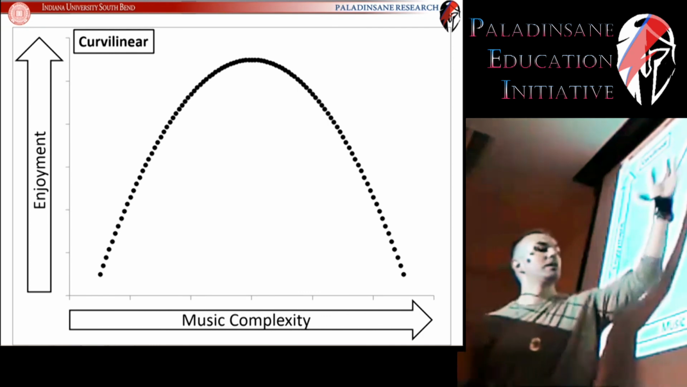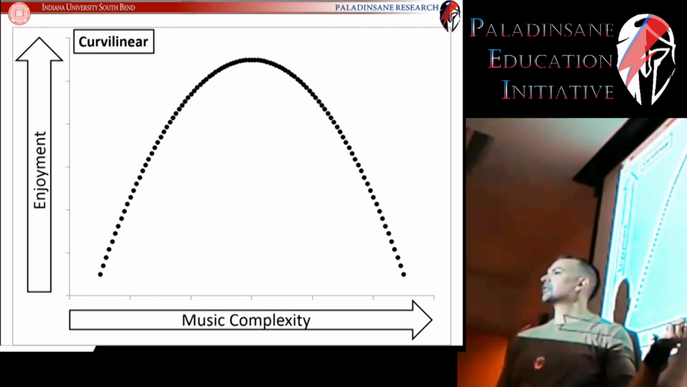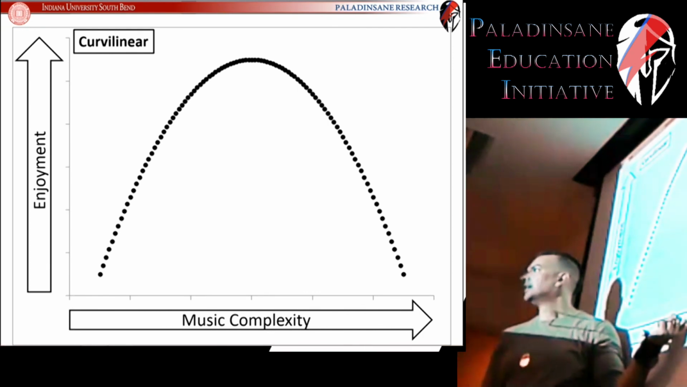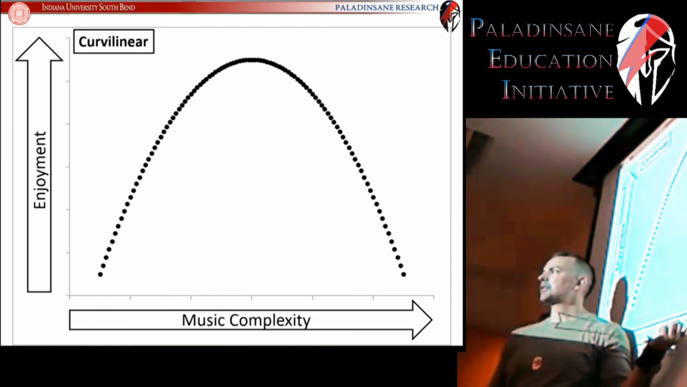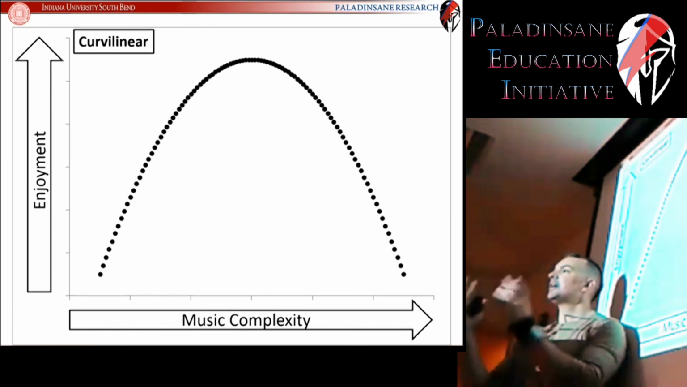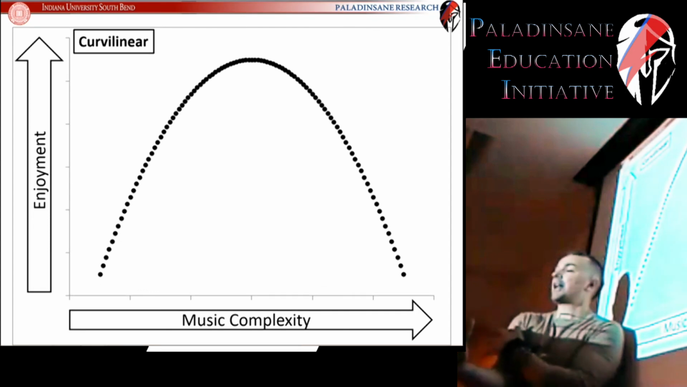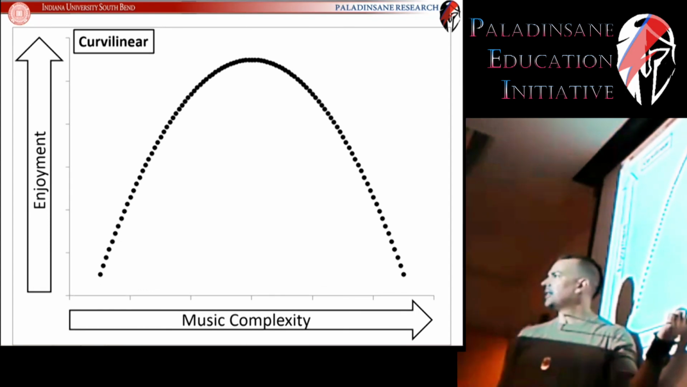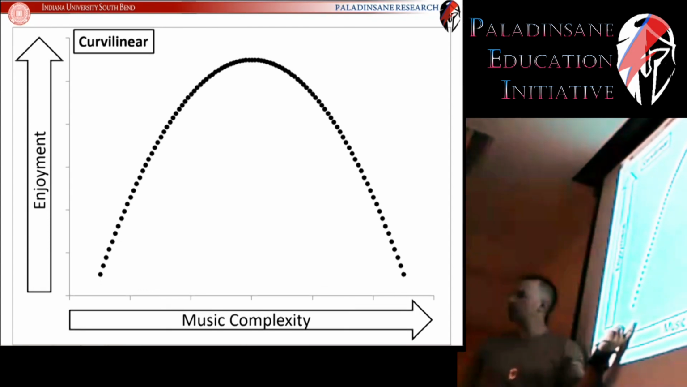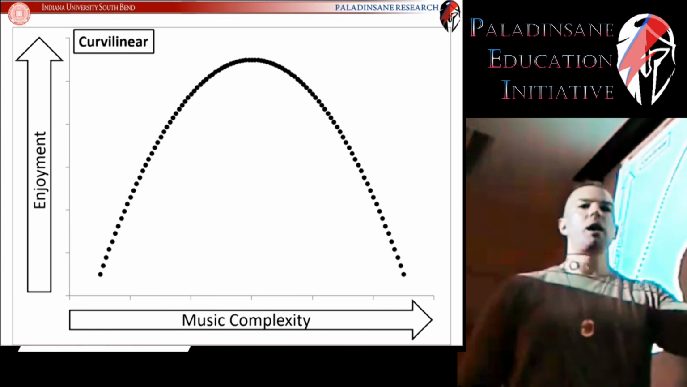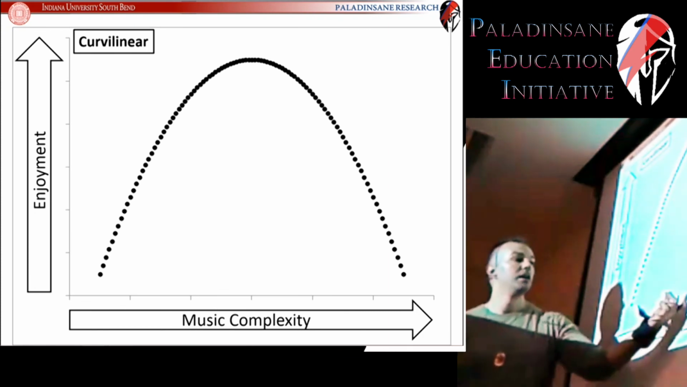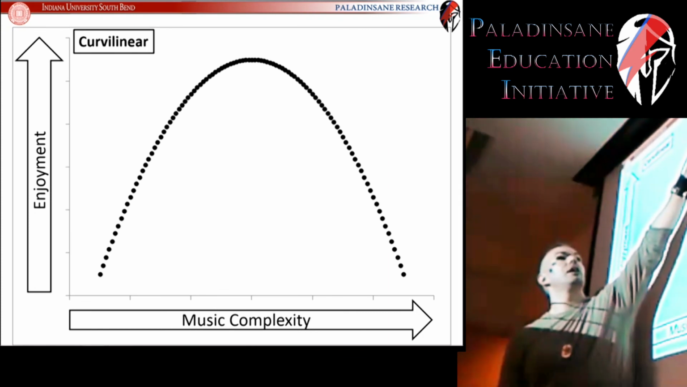What do they enjoy? They enjoy the stuff that's in the middle. So most pop songs, most songs that reach the top of the charts, they might be innovative. They might be really new. They might have a different sound. They're right in the middle of complexity. They're not so simple that you're bored, and not so complicated that you don't know what's going on. And that leads to the greatest enjoyment.